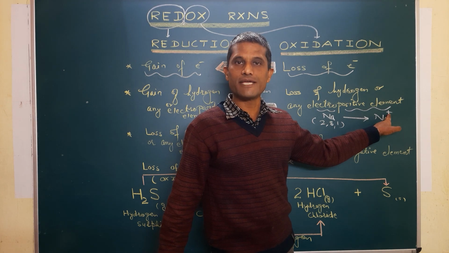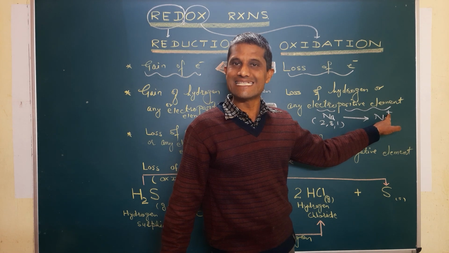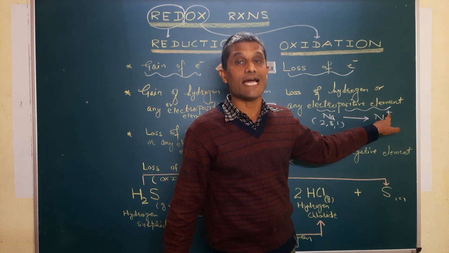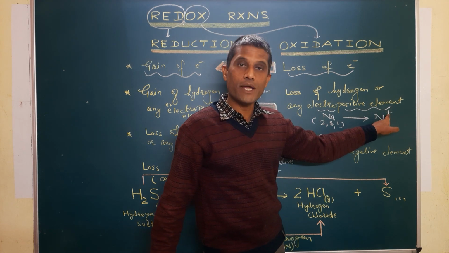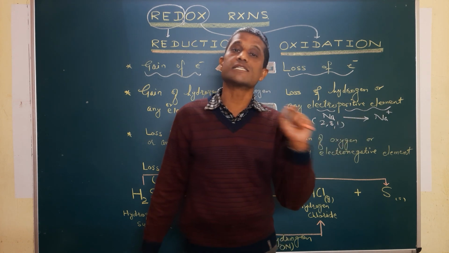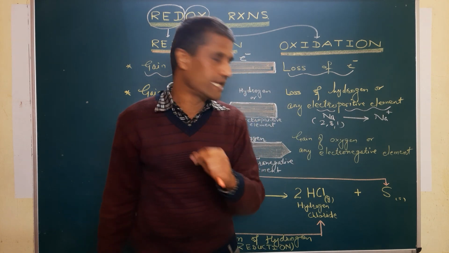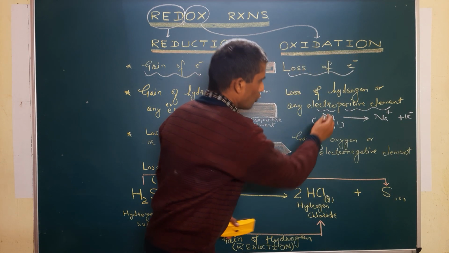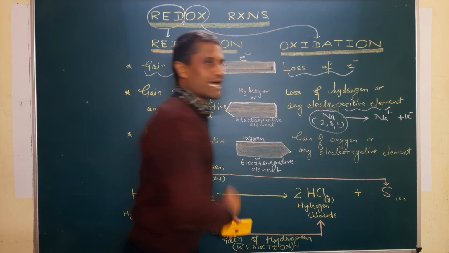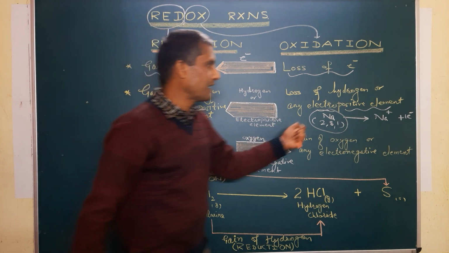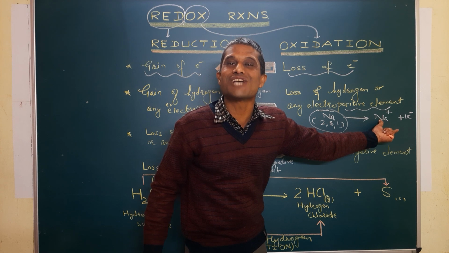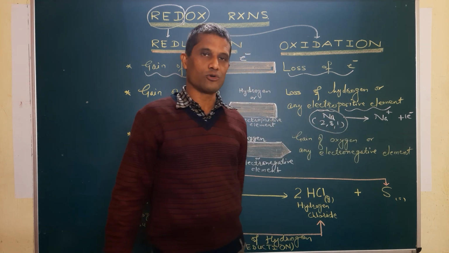Remember, a positive sign on a given charge is an indicator that it is deficient in electrons. Here it is plus 1, which means it is deficient in one electron, and this is that one electron. So sodium is an electropositive element because by losing one electron it got transformed into a positively charged ion. That is called electropositive element.